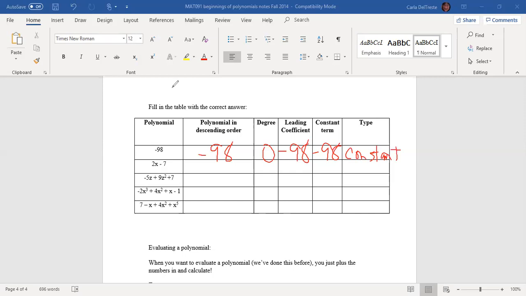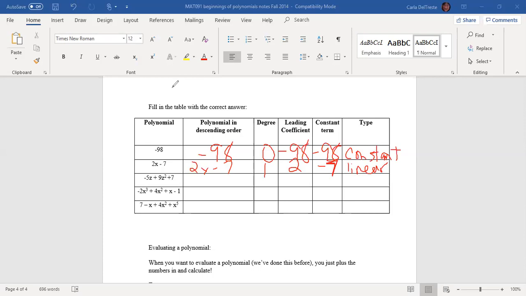Let's do the next one. 2x minus 7. Is the polynomial in descending order? Yes, I don't have to do anything with this one either, so I can just leave it. 2x minus 7. The degree of this polynomial, the x has a 1 as an exponent. So the degree here is 1. The leading coefficient, the number in front of the highest exponent term, is a 2. The constant term here, the term that is not changing, that does not have a variable on it, is -7. And the classification, the type, is linear because it has a degree 1.